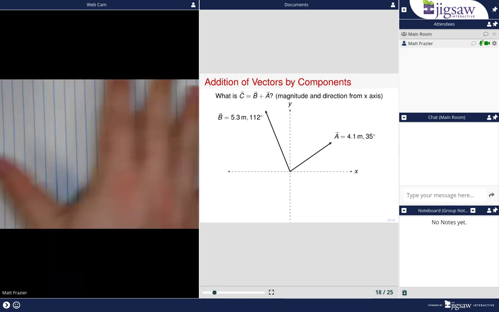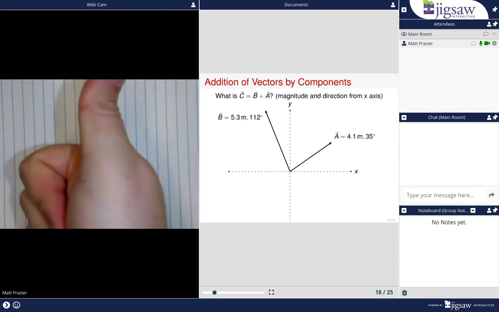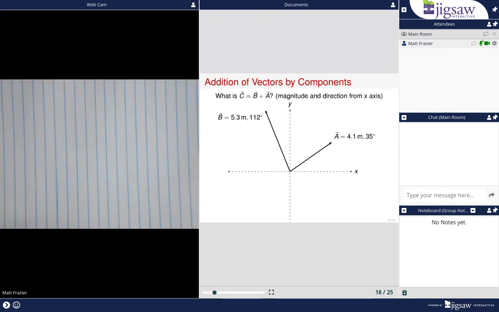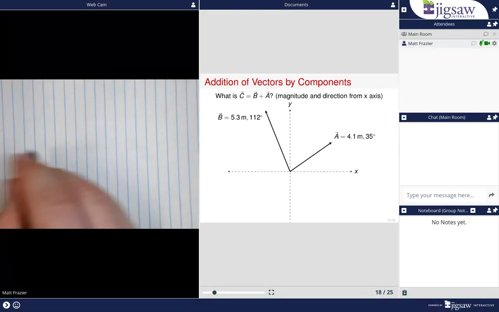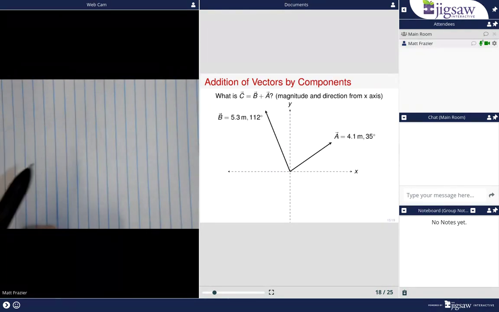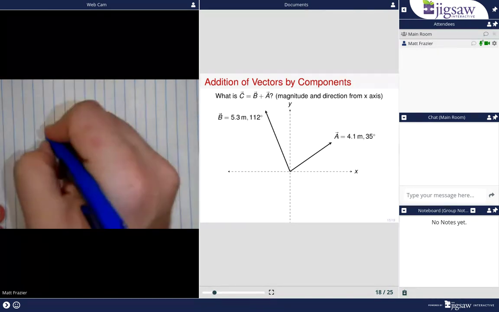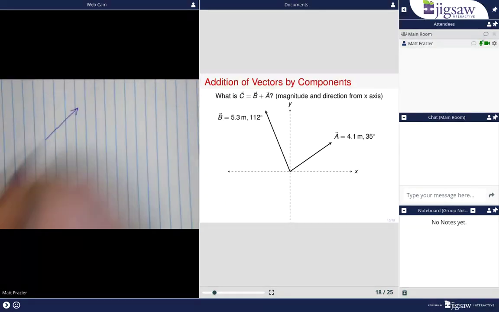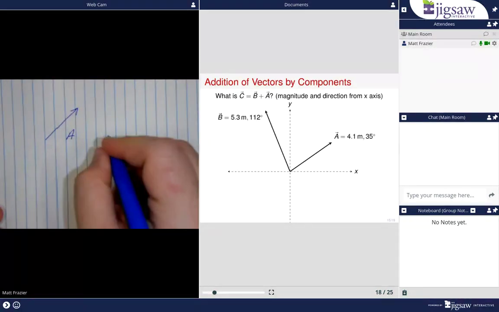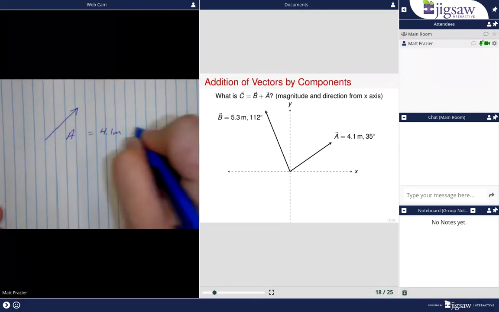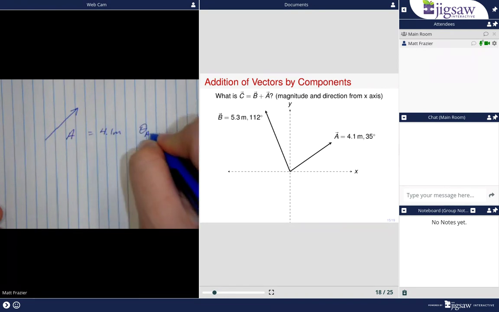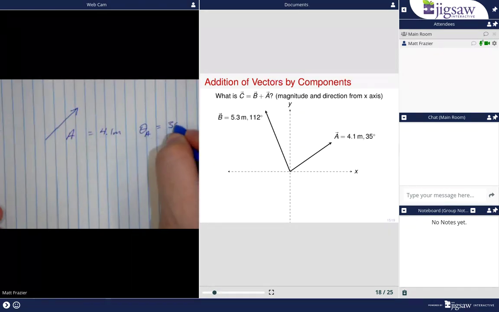So on one side, we have the writing we're going to do, and on the other side we have the problem. And eventually I'll adjust this so we just have the stuff. But what we've got is 2 vectors, A and B, and we want to add them. And knowing we want to add them, I'm just going to draw them directly out. And so A is going to go up like that. That's our A. And it is 4.1 meters. And this angle here, theta sub A, is going to be 35 degrees.